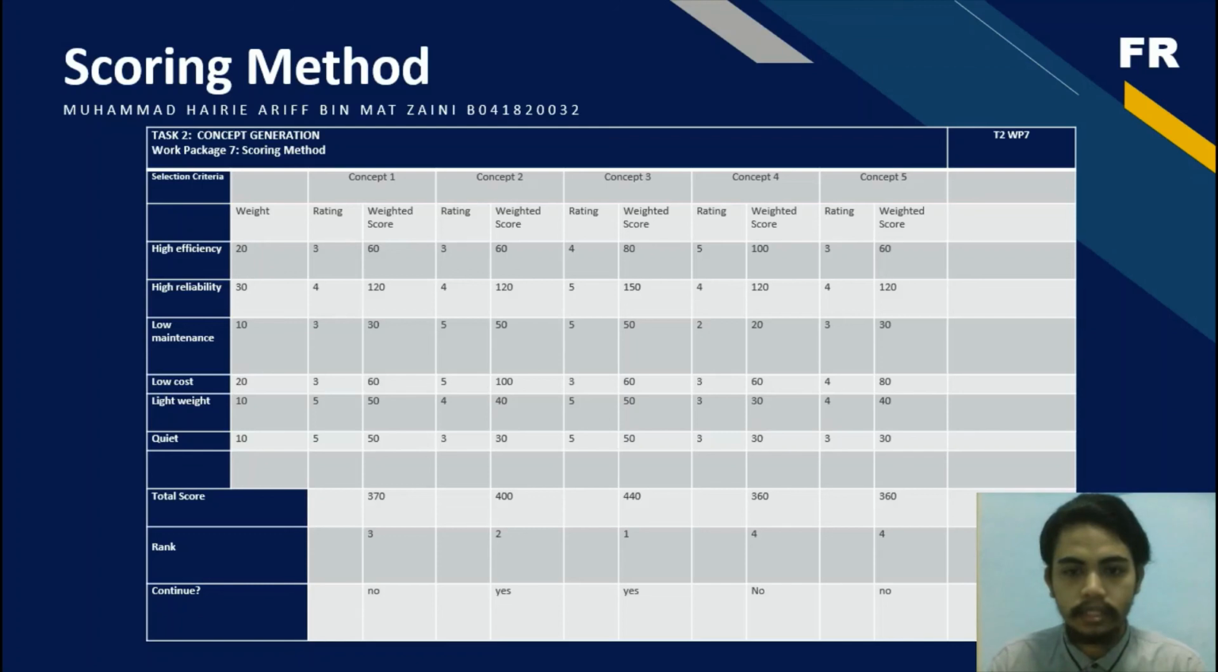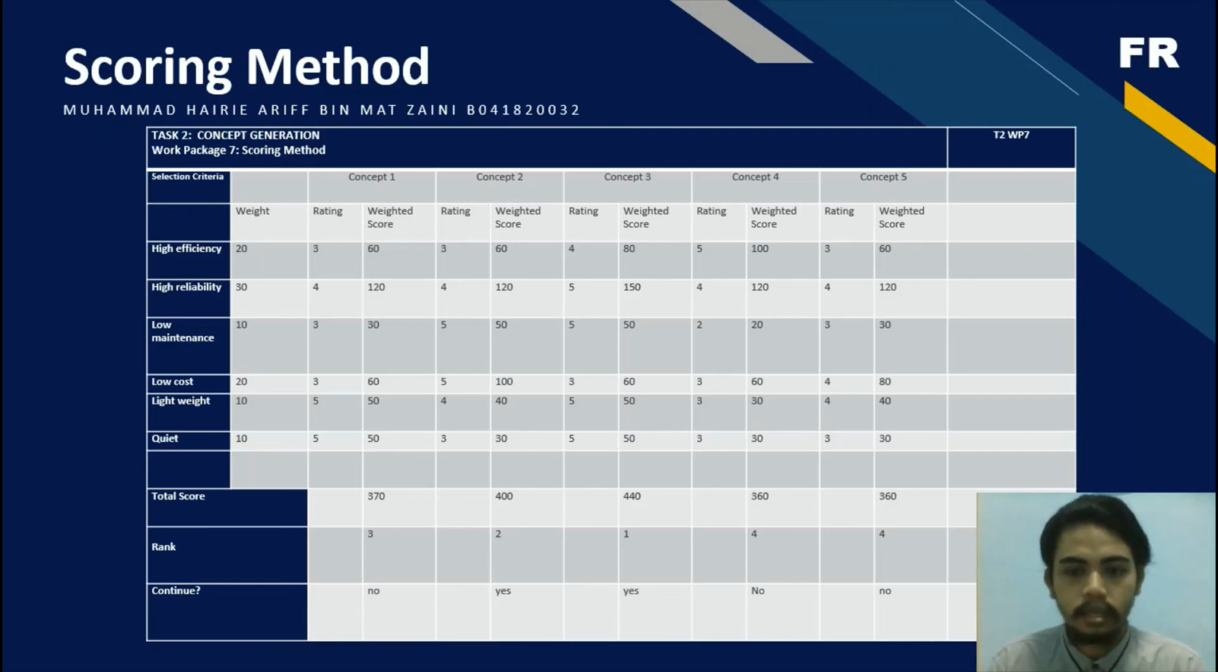Based on the analysis and calculation of each concept, we got 370 score for concept 1, 400 score on concept 2, 440 score on concept 3, 360 score for concept 4 and 5. After that, we rank all the concepts based on the score given, and the first place is concept 3. Second place is concept 2. Third place is concept 1. Fourth place is concept 4 and 5 because both got the same score.